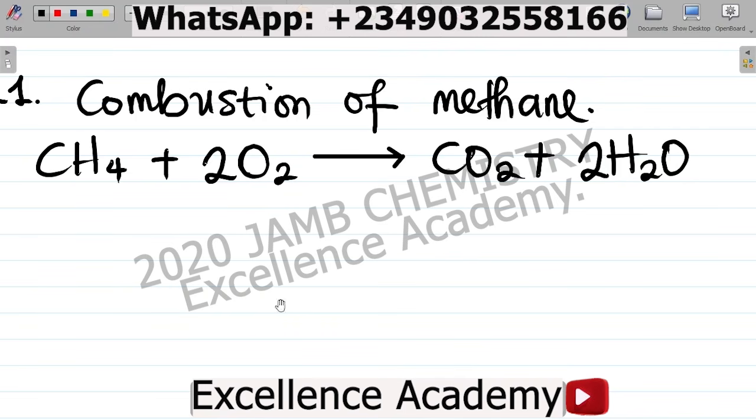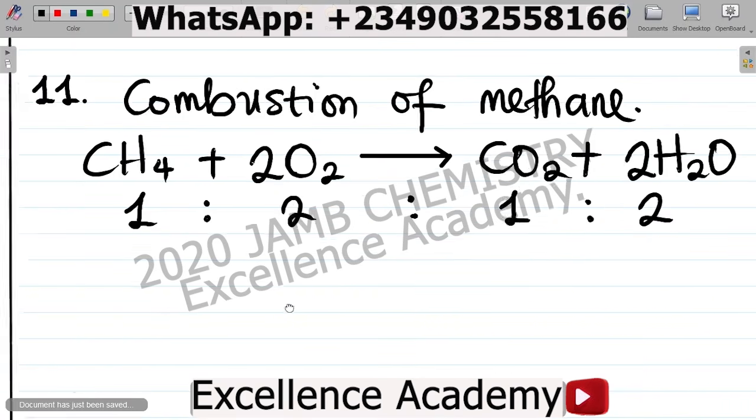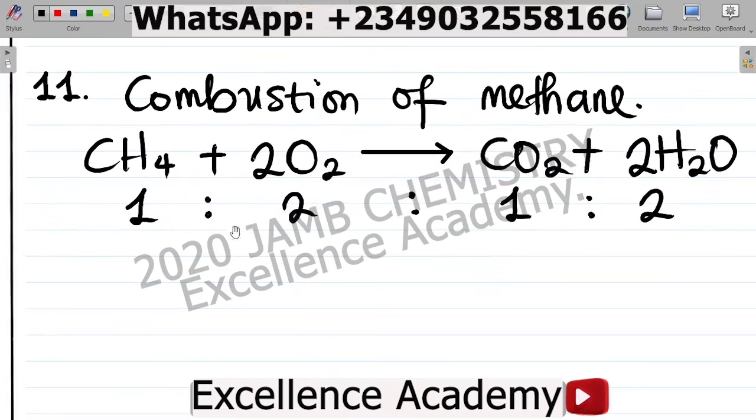Now, from the balanced equation, if you look at the molar ratio or the volume ratio, also known as the coefficient ratio, for methane the number is 1. So you have 1 is to, for oxygen, 2, is to, for carbon dioxide, 1, is to, for water, 2. All right. Coming back to the question, you can call this a volume ratio.